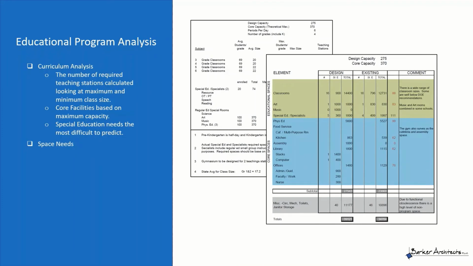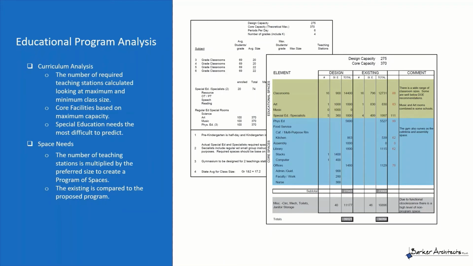With a design capacity, core capacity, and required number of stations, we can calculate the space needs for the school. The size of each room is determined by state Department of Education guidelines, national standards, and experience. Some spaces have prescriptive sizes and others are simply an amount of square feet per student. The educational spaces are generally the prescribed size of the room multiplied by the number of required stations. The core facilities are mostly a factor of the necessary square feet per student.